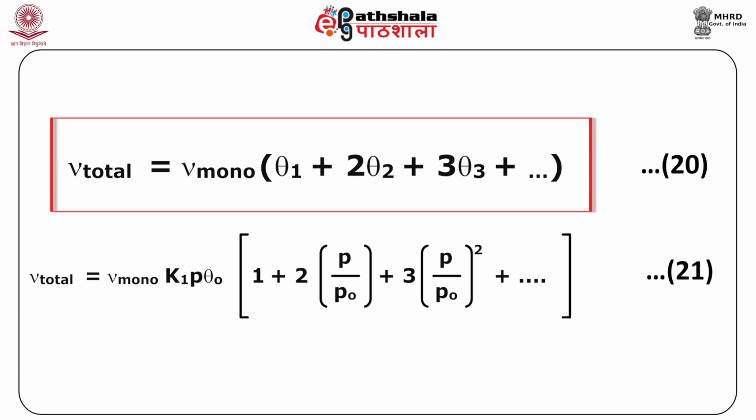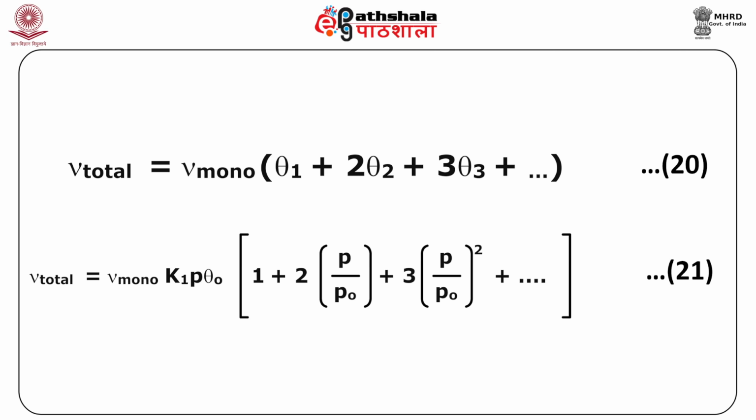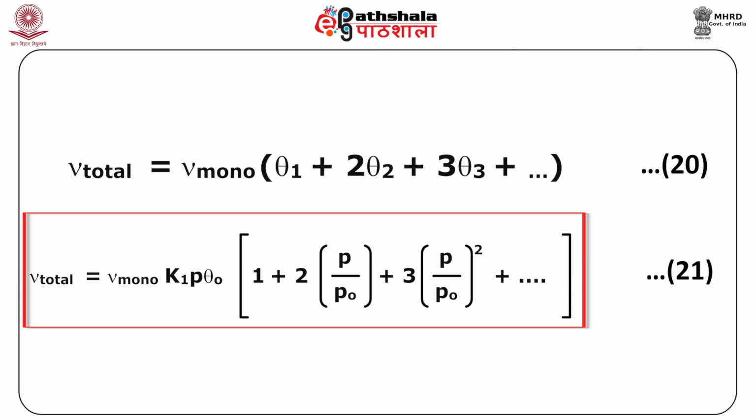is given by V total equals V mono into theta 1 plus 2 theta 2 plus 3 theta 3 plus so on, as shown in equation 20, where V mono is the volume required for the monolayer adsorption. Substituting the values of theta 1, theta 2, theta 3 and so on from equation 15, we get V total equals V mono into K1P theta naught into 1 plus twice P by P naught plus thrice (P by P naught) squared plus so on, as shown in equation 21.